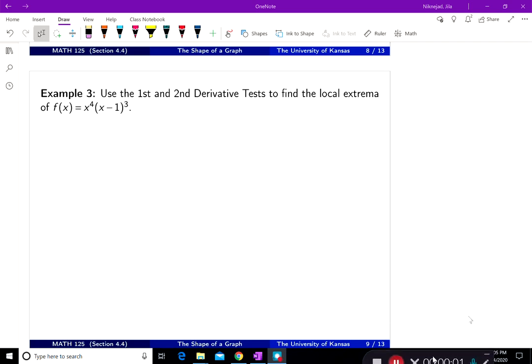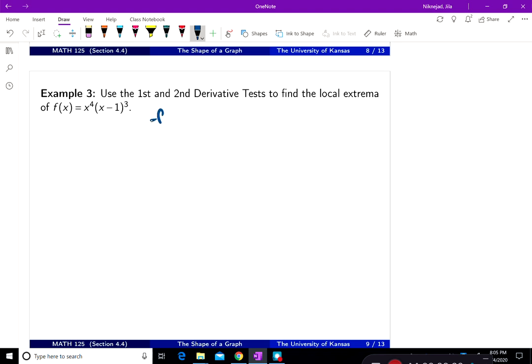We're starting back on section 4.4 and we're trying to do example 3. Again, this is one of the examples where we're comparing the first derivative and second derivative tests to find the local extrema. What I'll try first is the first derivative test.